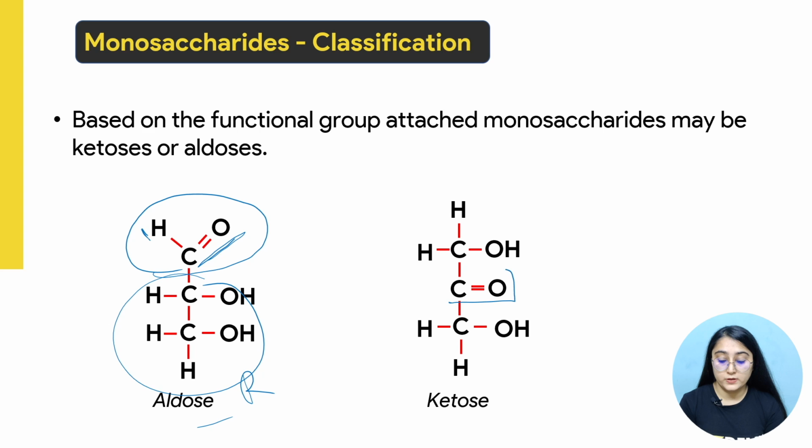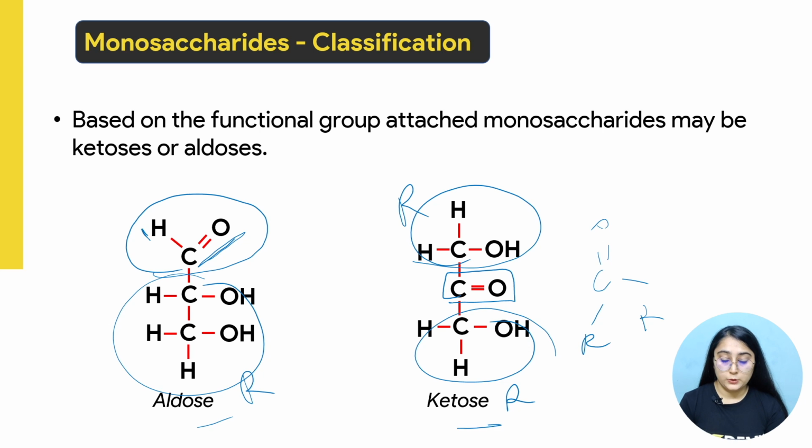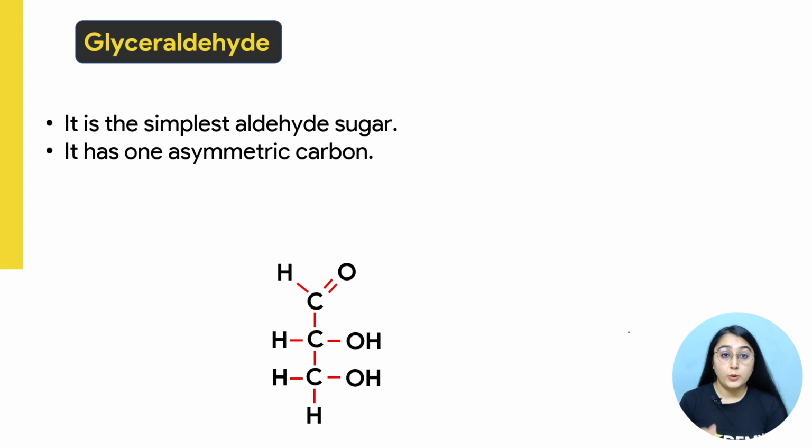For example, in this one the carbonyl group has one R group attached over here and one R group attached over here. So basically this becomes a ketose, right? So it can either be an aldose or it can be a ketose. Now we talk about glyceraldehyde.